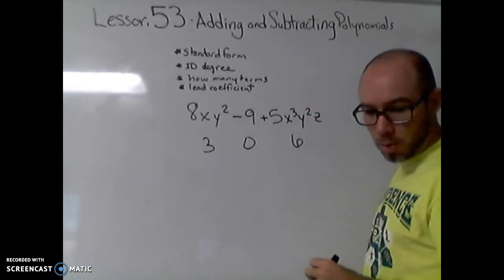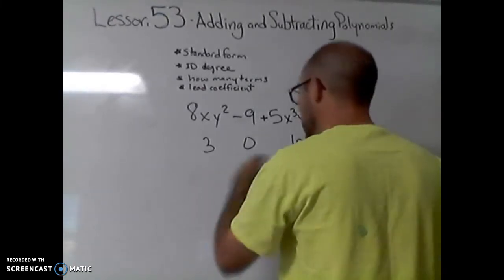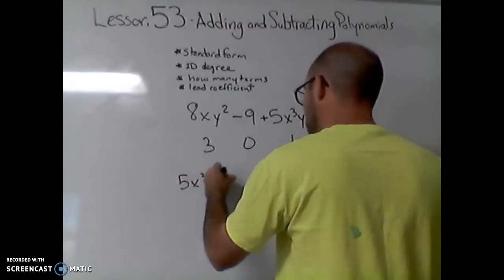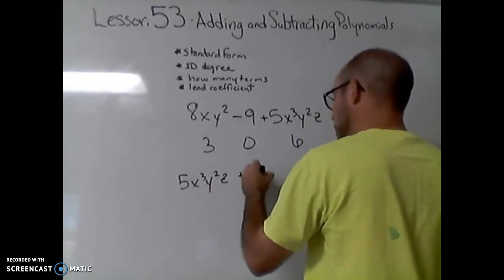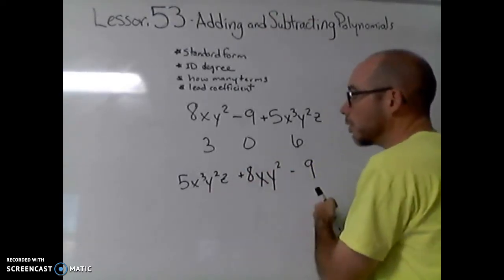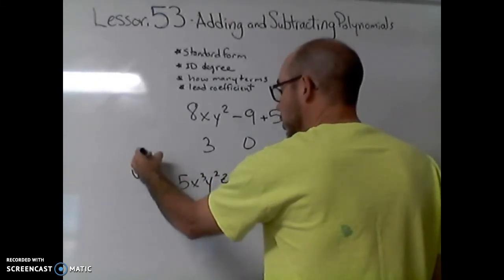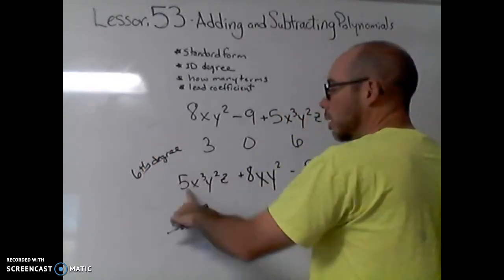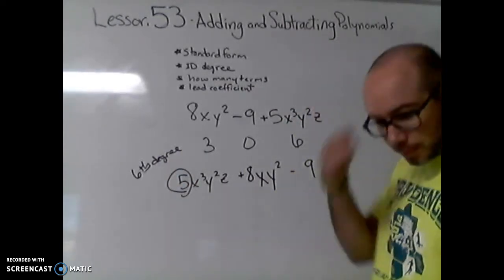So we are going to put that part first. This has the largest degree, so we're going to put it first: 5x cubed y squared z. We're going to put this second: 8x y squared, and we're going to put that one third. So now we've got it in standard form. We identified that this is a 6th degree polynomial. And now that we have it in order, we can look up here in the front and find out there is our lead coefficient.